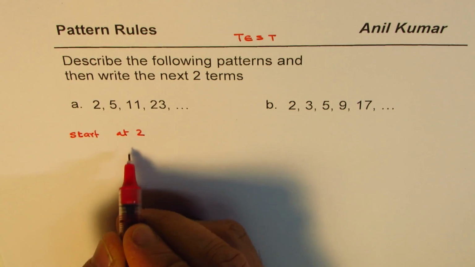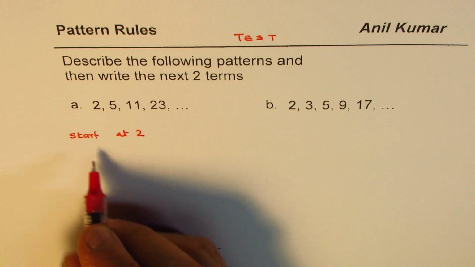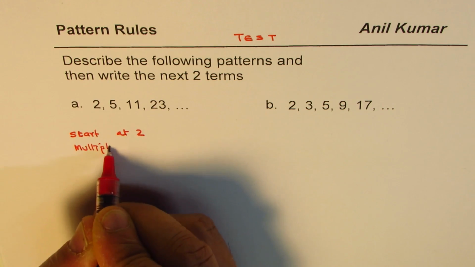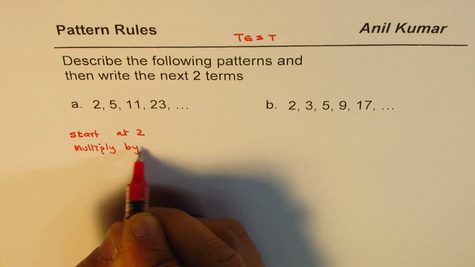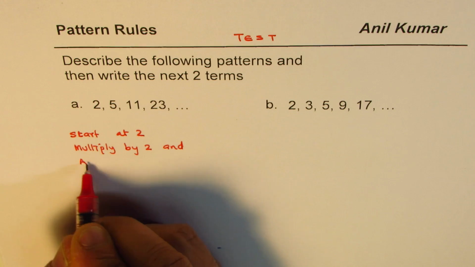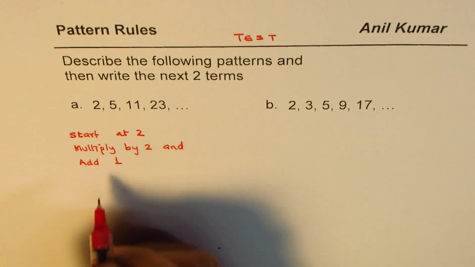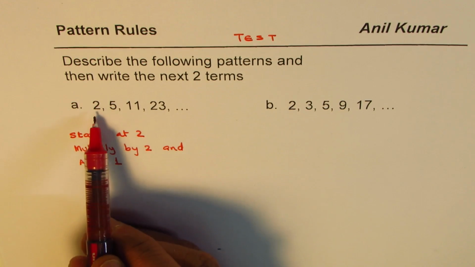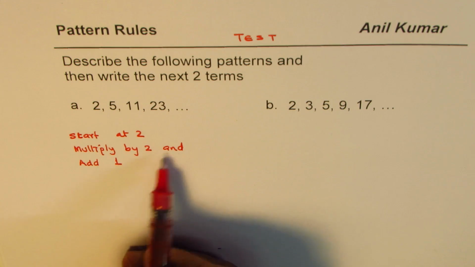So you could write a pattern rule here as start at 2, and then what do you do? To get 5, multiply by 2 and add 1. So if you do this operation, you get the next number, right? So the pattern is start at 2, multiply by 2 and add 1.